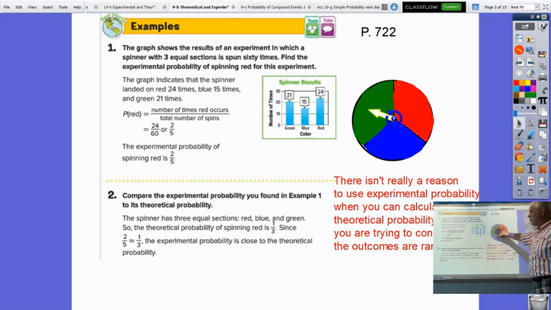Now, there's not really a reason to use experimental probability to make predictions. When you're going to calculate with something like this, you would just use the theoretical probability, unless you were trying to figure out if this really had the same chances of ending up on each color of the wheel. If you weren't sure whether this wheel was balanced, you would spin the spinner a whole bunch of times, and if you get results that are not 1/3 red, 1/3 green, 1/3 blue, that would tell you maybe something is wrong with the spinner. So that's one reason why you would do the experiment.